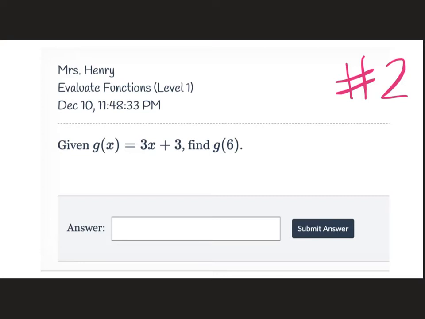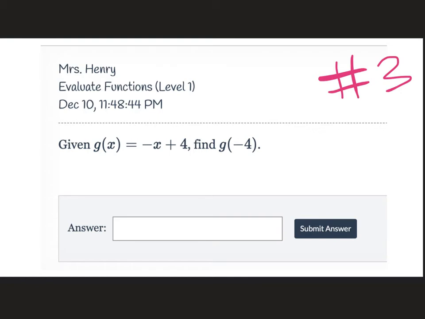Okay, same thing on this one. Now we've got a 6 in the parentheses in place of the x. So everywhere we see an x in this, we're going to put a 6. So we're going to say 3 times 6 because we know there's multiplication in between there. So 3 times 6 plus 3. We got 3 times 6 is 18. And then 18 plus 3 is 21. So final answer is 21.